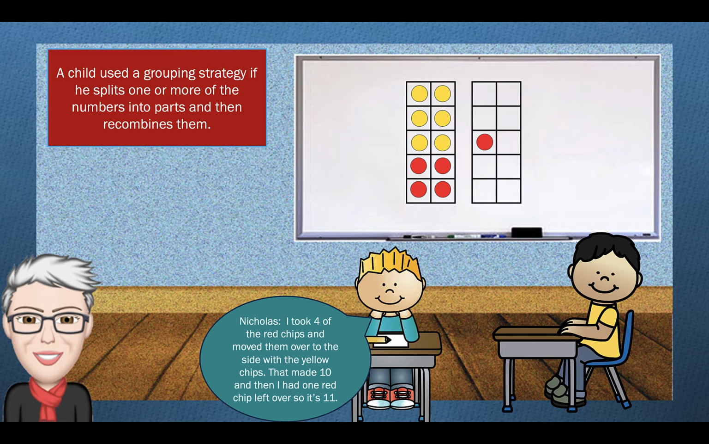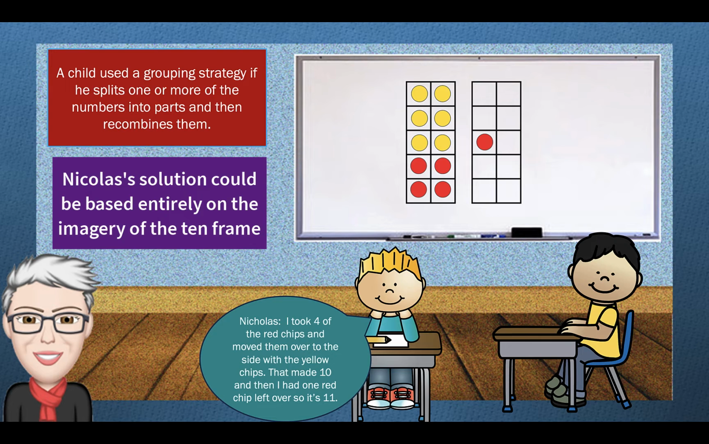In this case, the number 5 is partitioned or split into 4 and 1. The 4 is combined with the 6 to get 10, and then the 1 is added to the 10 to get 11. Nicholas didn't use the language of splitting the number 5, but talked instead of moving part of it. Now, just as with Lourdes' solution, we would not say that Nicholas reasoned using a grouping strategy. His solution could have been based entirely on the visual imagery of the 10 frames. But it is the structure of the 10 frames that made it possible.